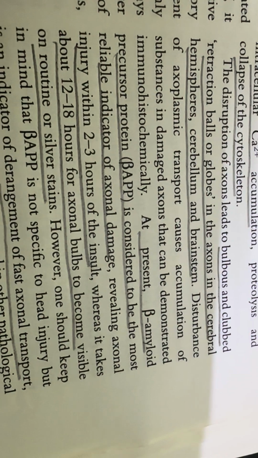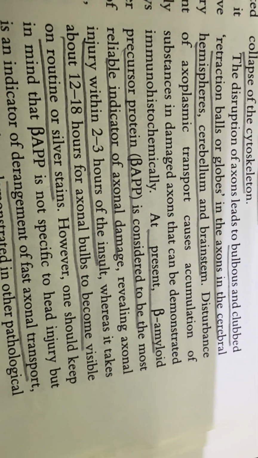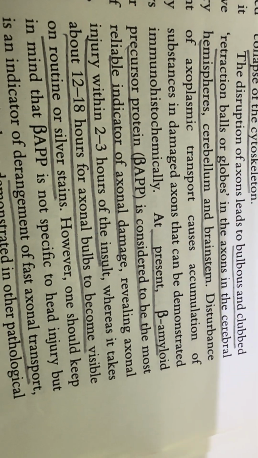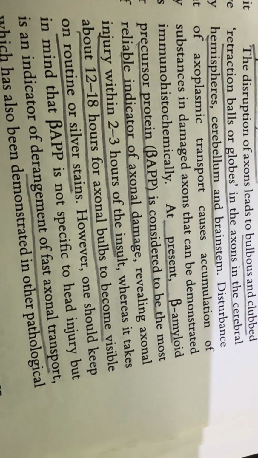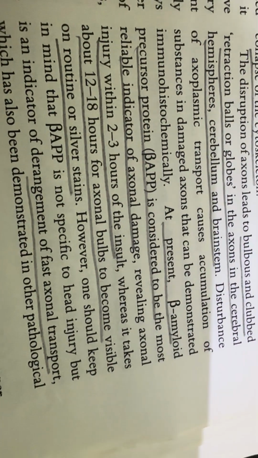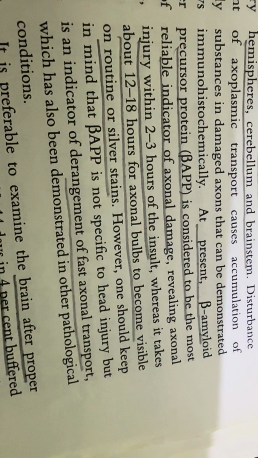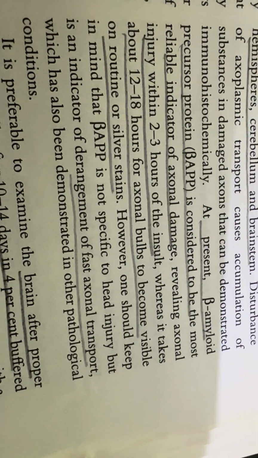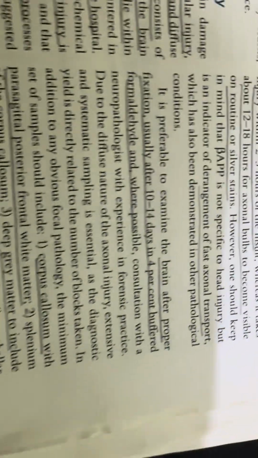At present, beta amyloid precursor protein is considered to be the most reliable indicator of axonal damage, revealing axonal injury within 2 to 3 hours of the insult, whereas it takes about 12 to 18 hours for axonal bulbs to become visible on routine or silver stains. However, one should keep in mind that beta amyloid precursor protein is not specific to head injury, but is an indicator of derangement of fast axonal transport, which has been demonstrated in other pathological conditions.